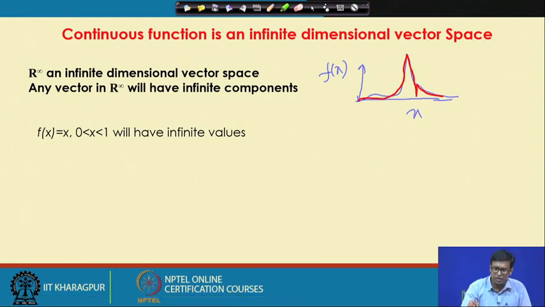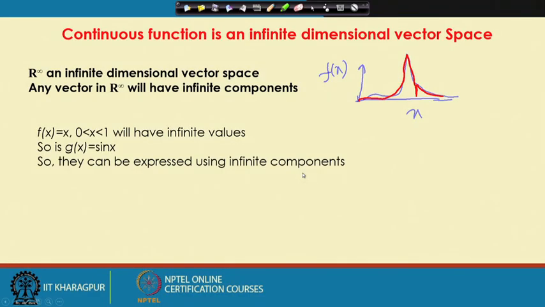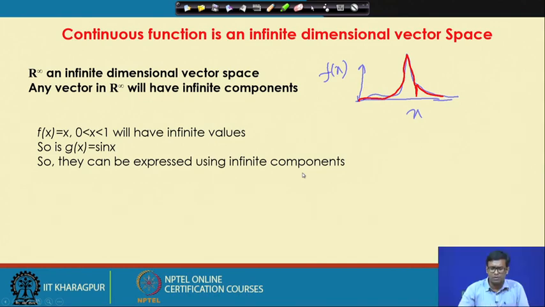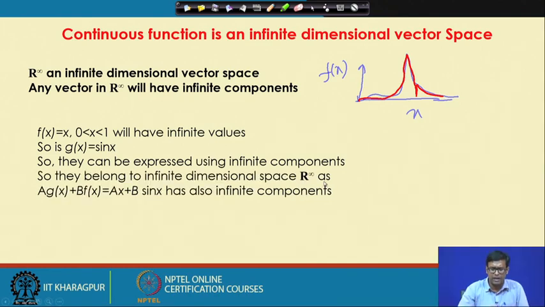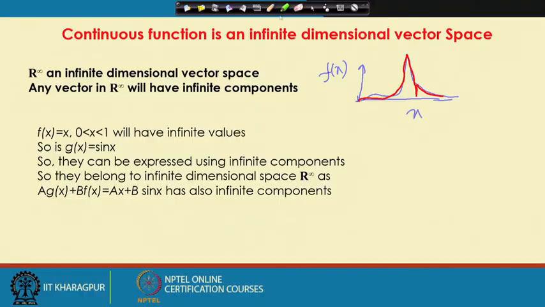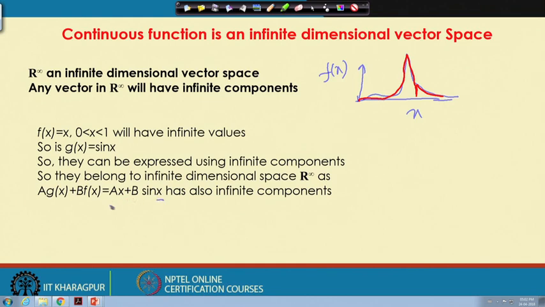So, we can think of another vector g(x) = sin x. Also, at infinite x points, g(x) has infinite values. Now, if I add both of them, they belong to the infinite dimensional vector space: a g(x) + b f(x), which is a sin x + b f(x). This is also a function and has infinite components. If I have infinite points describing x, for each point this particular function also has a distinct value.